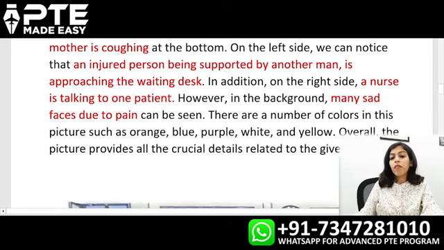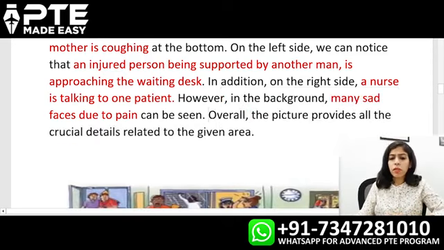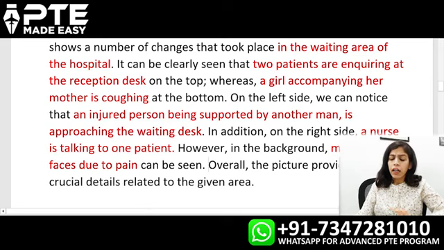However, in the background, many sad faces due to pain can be seen. So here we can clearly see that there are many sad faces due to pain. There are a number of colors in this picture. If you want, you can actually skip this particular part. Yes, we can see a number of colors, but we have already explained a lot in this, so we can skip that line if you want to. Last but not the least, overall, the picture provides all the crucial details related to the given area. So this is what happened.